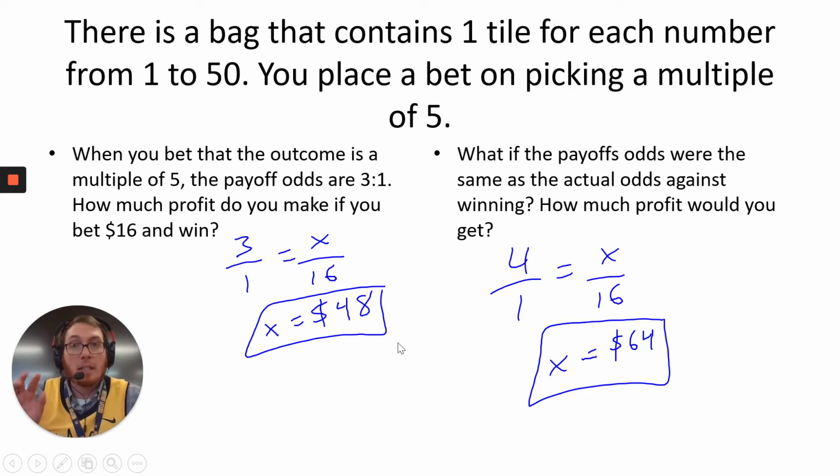Now that number should always be a little bit lower compared to what it should have been in theory. So if the payoff odds were the actual odds against winning, which would be 4-to-1, if you cross multiply that, you'll get $64. So what you want to look at here is the difference of what the company offers you, which would be a little bit less, versus what you should get, which is a little bit more. Also don't forget that if you ask how much money do you get back, you would actually get 48 plus your 16, or 64 plus your original 16, because it's how much you put in plus your profit. So don't forget that the wording of a question might be a little different as you're going through.